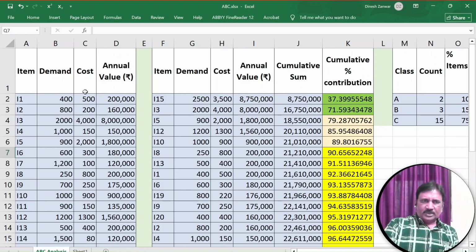The cost or the price of this item is available with the accounts department. The demand or consumption may be available with the purchase department or production department. I am multiplying the demand or consumption with the cost or price, and will get the annual consumption value, provided the demand is annual. So in this D column we have the product of the value in B column and the value in C column to get the annual consumption value.